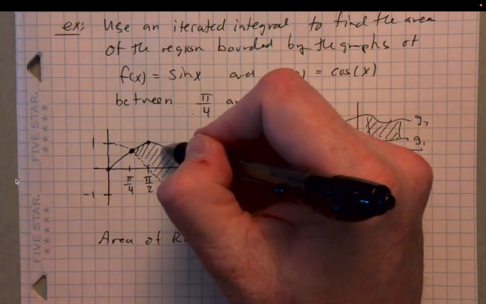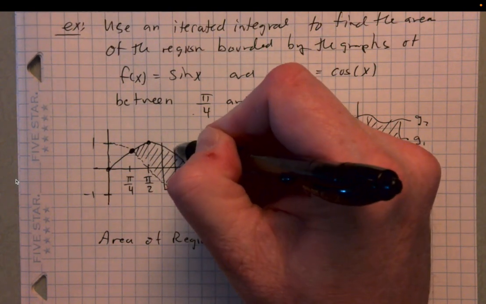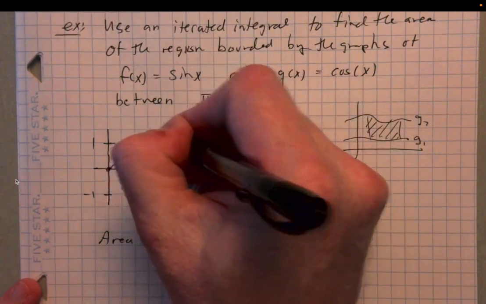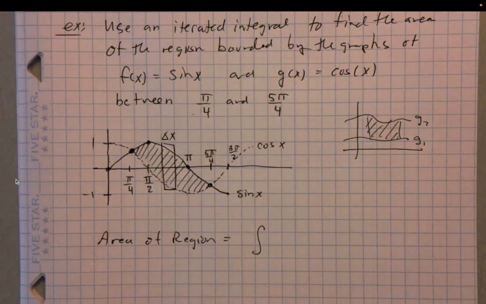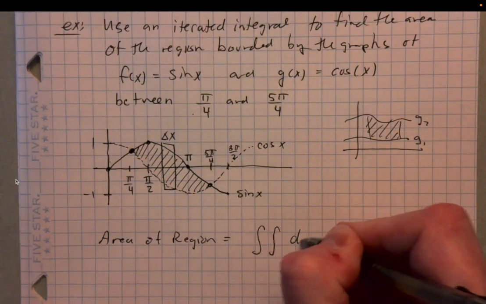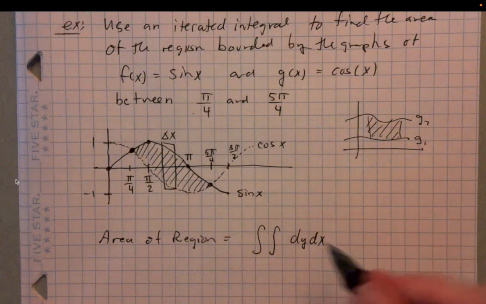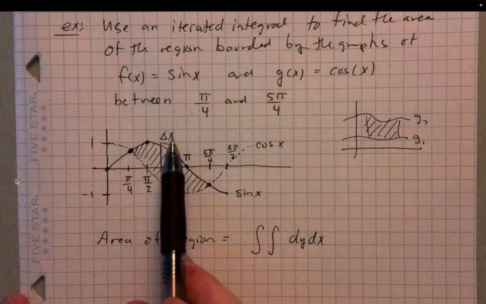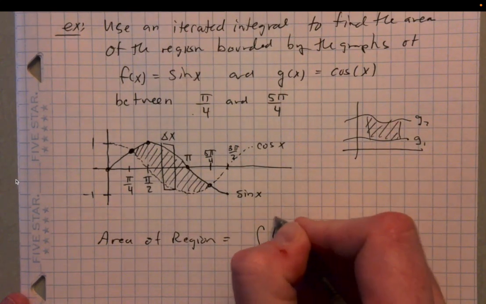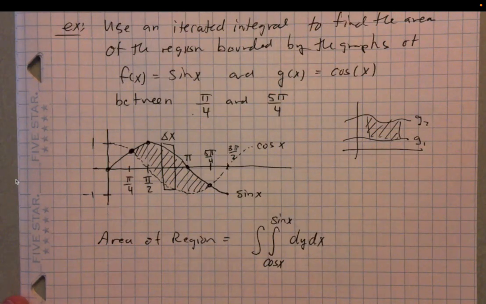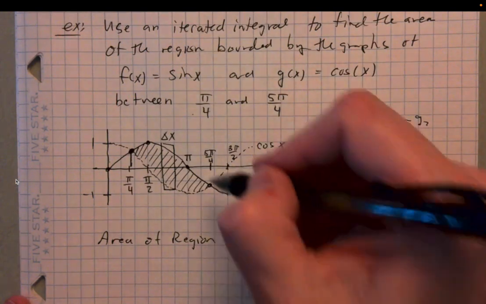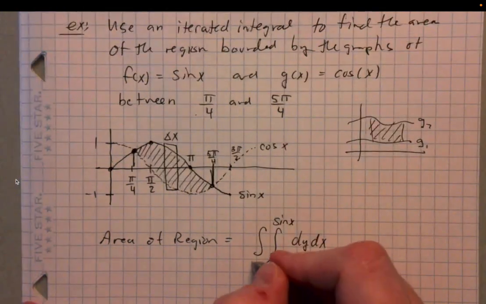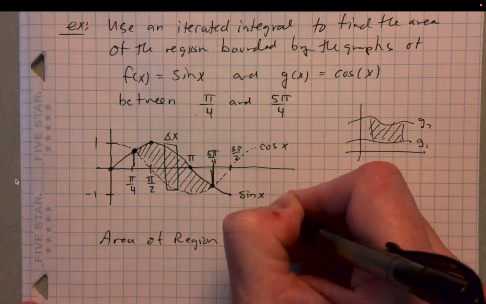And here's how we're going to set it up. I'm going to set it up with my delta x running like that. So that means this is going to be set up as a dy dx problem. All right, so I'm going to have my double integral dy dx. Okay, and the inner limit is going to go from cosine up to sine, so it'll be cos x and sine x. And then the outer integral is going to go from pi over 4, right, over here, to 5 pi over 4 over here. All right, so pi over 4 to 5 pi over 4.